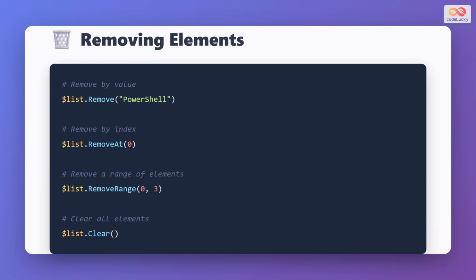ArrayList provides several methods for removing elements. The Remove method deletes the first occurrence of a specific value from the collection. If you know the index position, use RemoveAt to delete the element at that specific location. For removing multiple consecutive elements, RemoveRange takes a starting index and a count of how many items to remove. Finally, the Clear method removes all elements from the ArrayList, effectively resetting it to an empty state. These methods give you fine-grained control over managing your collection's contents as your script executes.